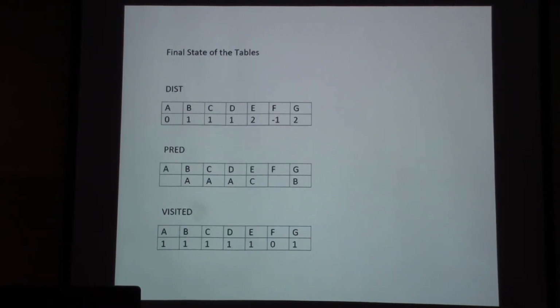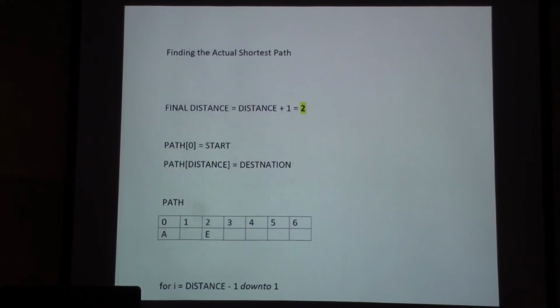And so this is the final state of the tables. Where do we try to go to? We try to go from A to E, right? So if you look at the distance to E, notice that it's going to be 2 steps. Okay, so if you go to E, what's the predecessor of E? C. What's the predecessor of C? A. And A is the starting vertex. So that means that our path in reverse is going to be E, and before E we go to C, and before C we go to A. So A, C, E. That's our path.